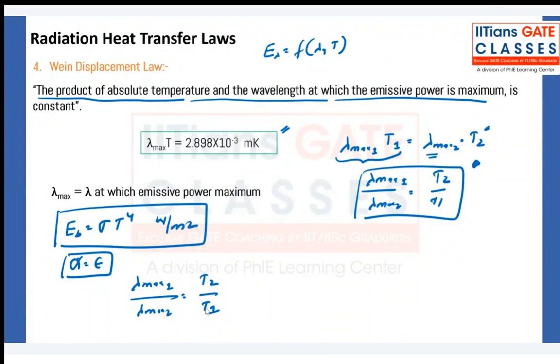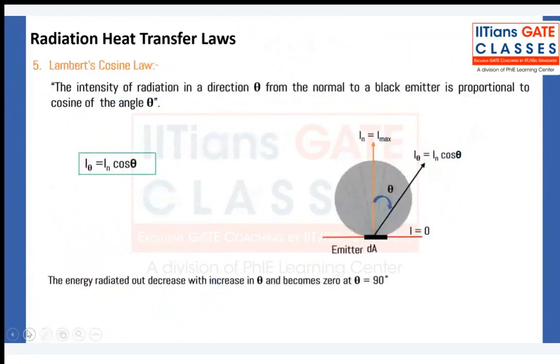Okay, chalo, theek hai. Next is Lambert cosine law. Although I don't think any question has come from this, still it is a part of the law. So let us know what it is saying. It says the intensity of radiation in direction theta from a normal to a black emitter, it is a black body, is proportional to the cosine of angle theta.